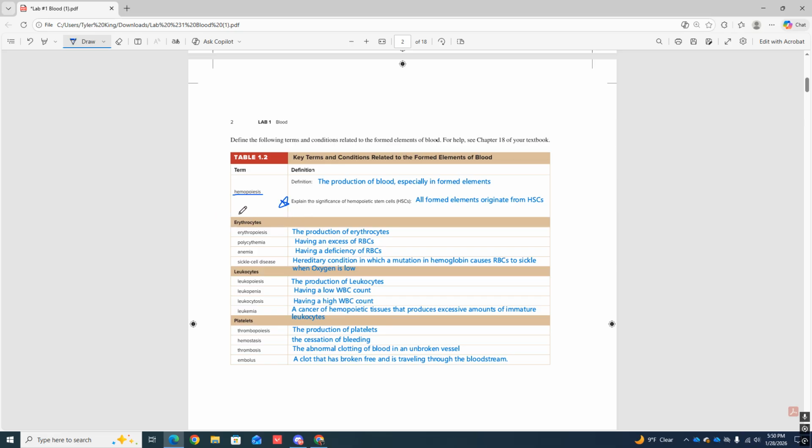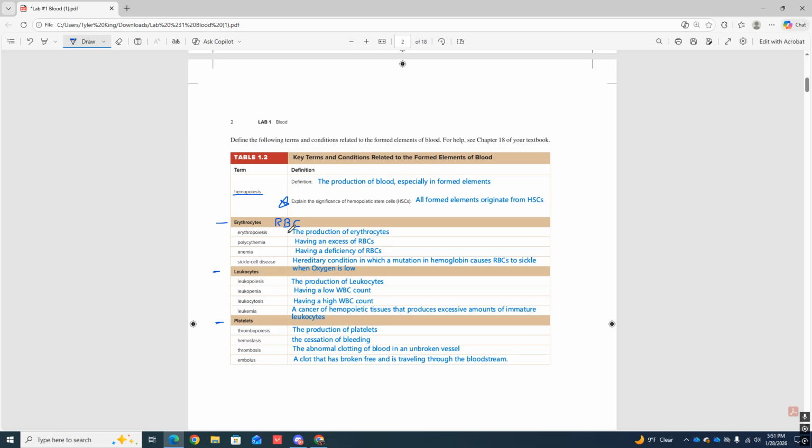So 3 formed elements of blood here, that being erythrocytes, leukocytes, and platelets. So we have 3 things we got to talk about. Erythrocytes is our fancy term that we use for red blood cells, and our abbreviation is RBC. So we have erythropoiesis. Once again, poiesis means the production of something, and since we have erythro in the name, it means the production of erythrocytes or red blood cells.